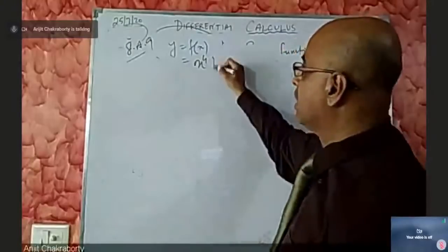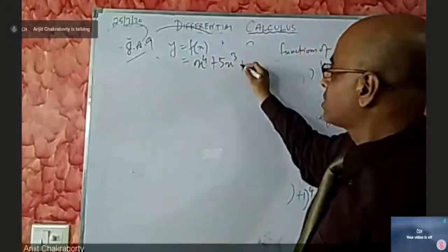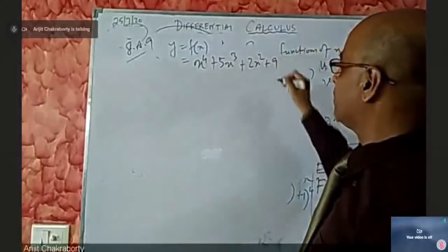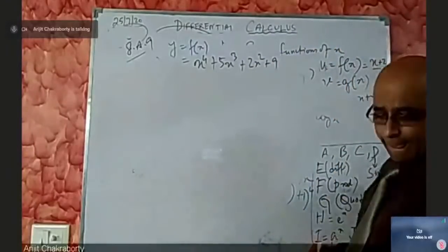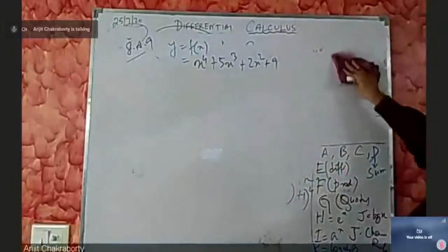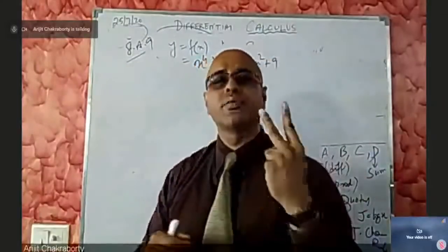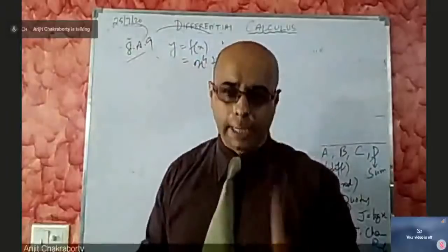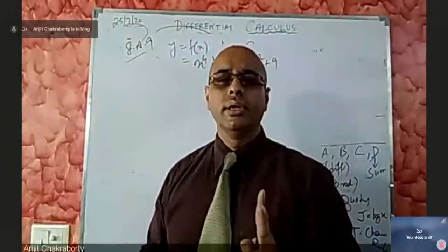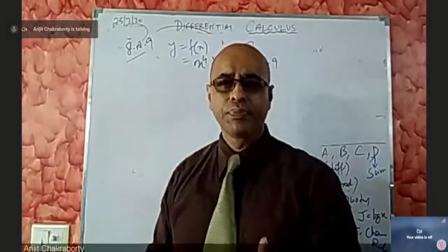Or with me plus 5x cube plus 2x square plus 9. Okay? So this is the given expression. We have to differentiate it three times, so we have to find the third order derivative. Clear, students? I hope it's clear.